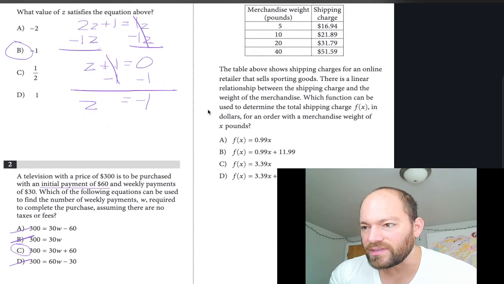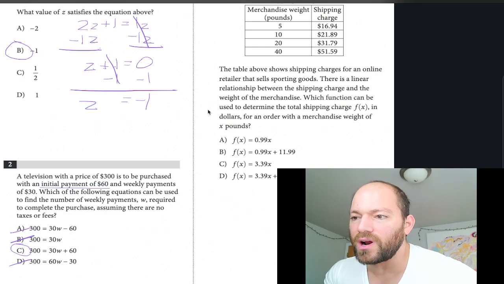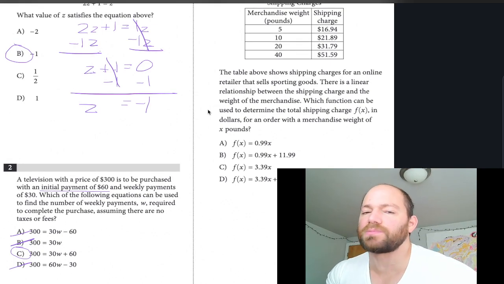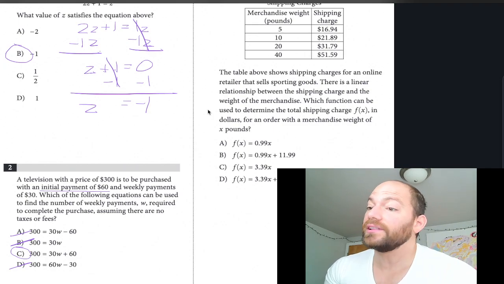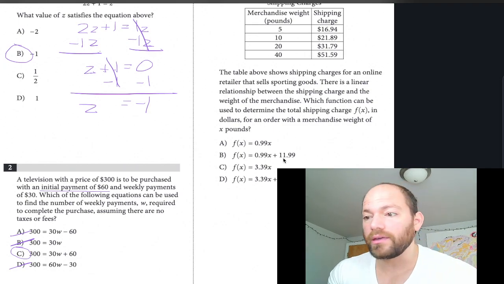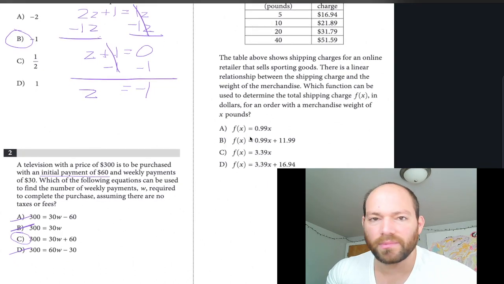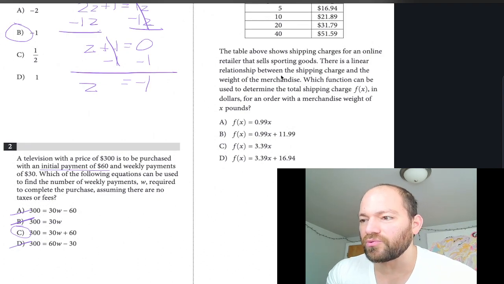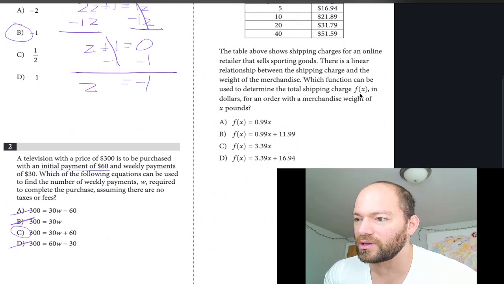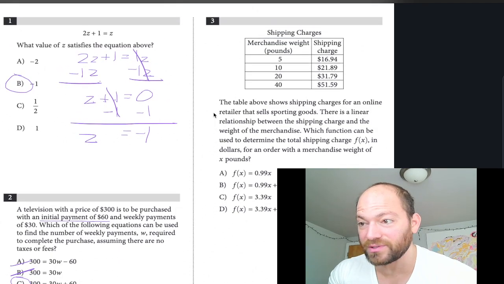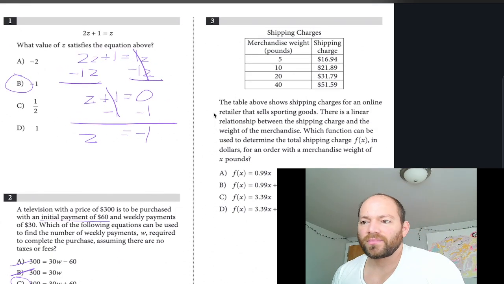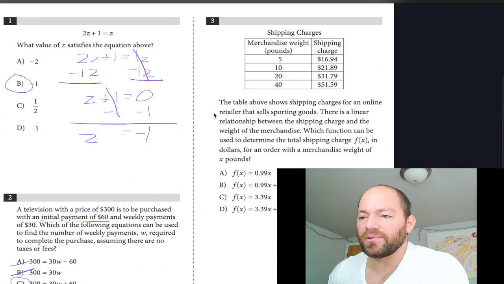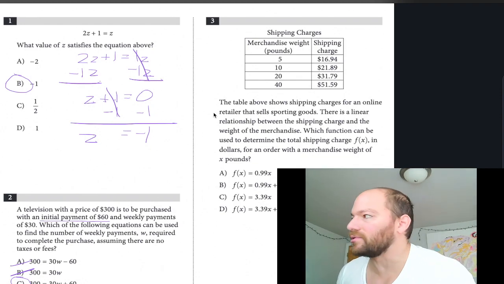I'll keep reading. The table above shows shipping charges for an online retailer that sells sporting goods. There is a linear relationship. Yeah, look at these equations. They're all y equals mx plus b equations, aren't they? So, yeah. There's a linear relationship between the shipping charge and the weight of the merchandise. Which function can be used to determine the total shipping charge f of x in dollars for an order with a merchandise weight of x pounds? Okay. So, yeah. We got the table here. They're asking us which equation matches the table over here.